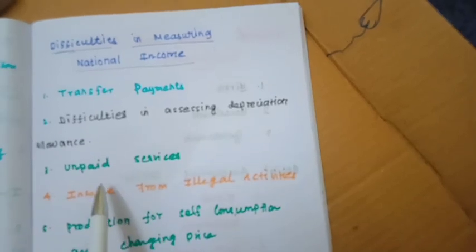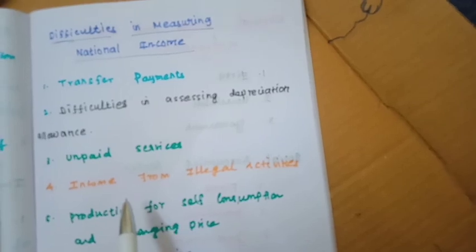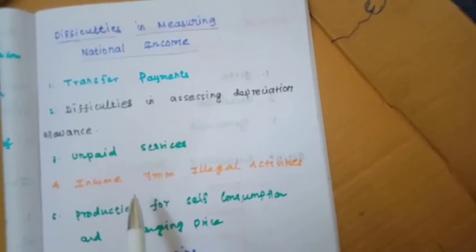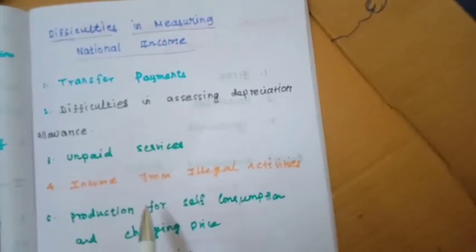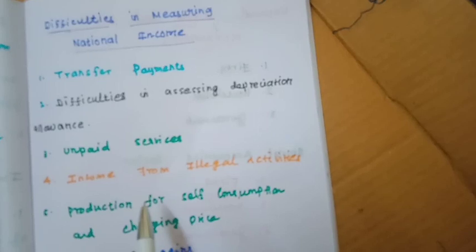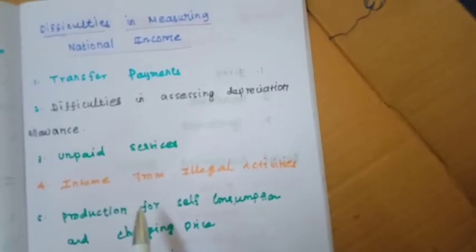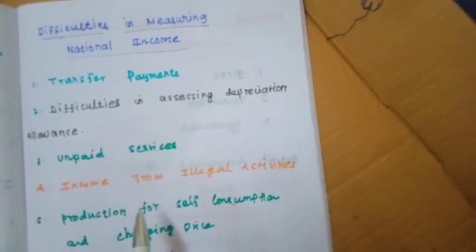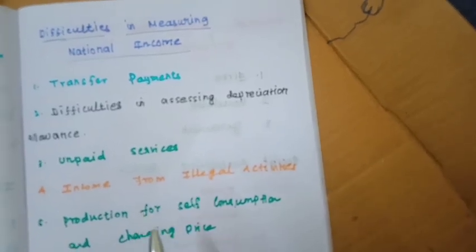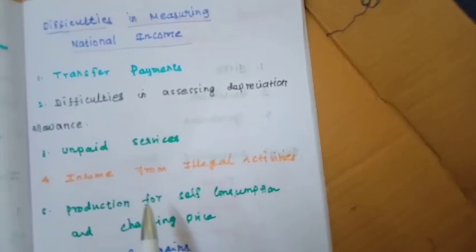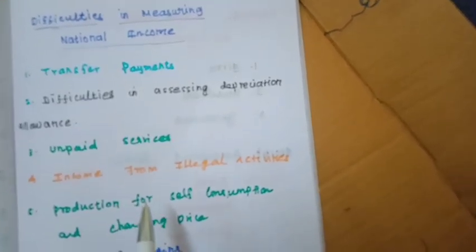And the third difficulty is unpaid services. This is a very important point in the calculation of national income. For example, a housewife renders a number of useful services like preparation of meals, serving of meals, tailoring, mending, washing clothes, cleaning the house, bringing up the children, etc. in our home. She is not paid, and her services are not directly included in the national income.